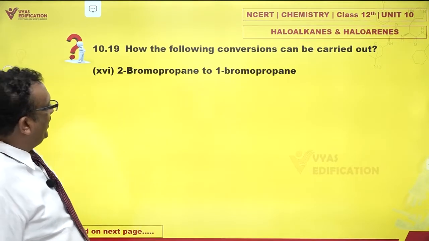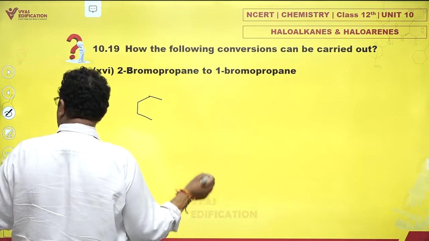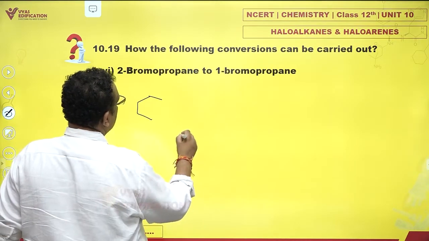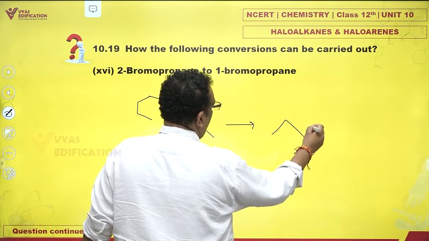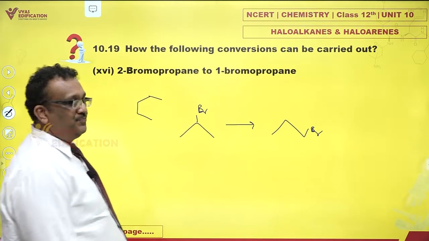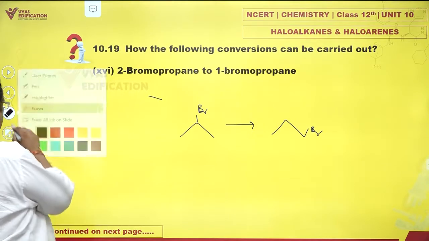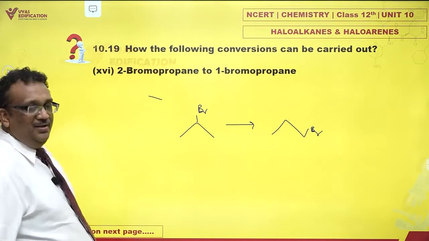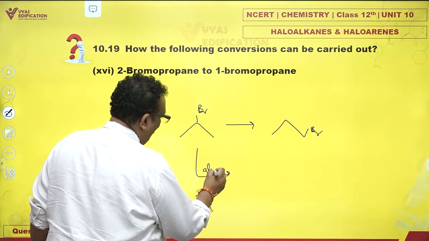2 bromopropane to 1 bromopropane. Come on, this is very simple. And the way it goes is, you have 2 bromopropane and you want to convert this to 1 bromopropane. This does not require a genius. Just think about this. Come on. The simplicity is, just add alcoholic KOH.